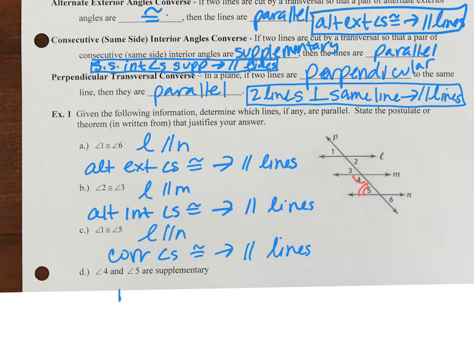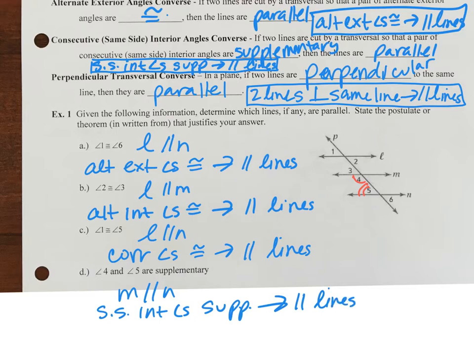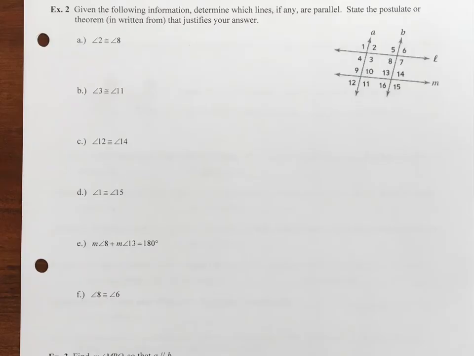So we will say that M is parallel to N, and our reason will be that when same side interior angles are supplementary, we can conclude that we have parallel lines. Okay, for example 2, what I'd like for you to do is in just a minute, I want you to actually stop the video and work these examples on your own. And then when you turn the video back on, you can check your answers with my answers.